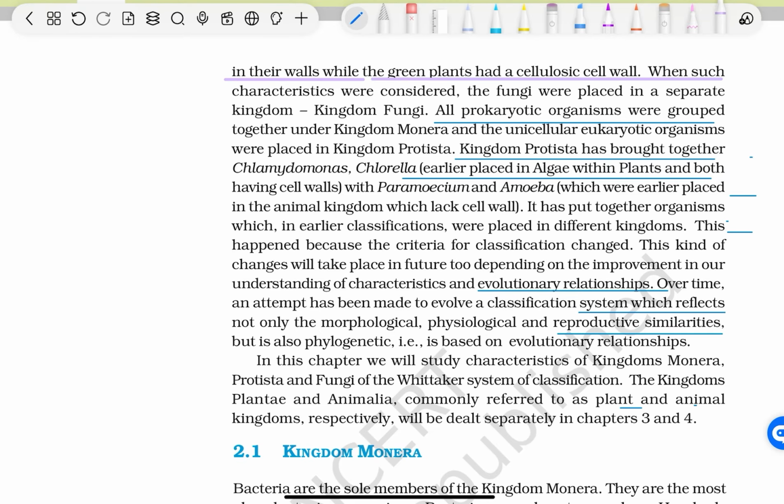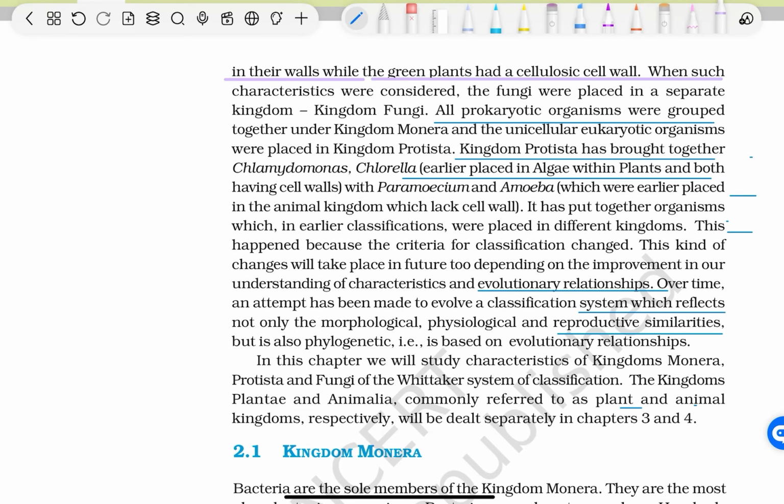In this chapter, we will study characteristics of kingdom Monera, Protista, and Fungi of the Whittaker's system of classification. The kingdoms Plantae and Animalia, commonly referred to as plant and animal kingdom respectively, will be dealt with separately in chapters 3 and 4.